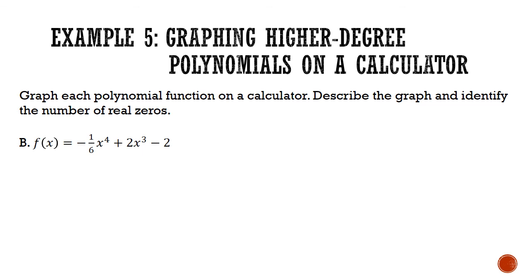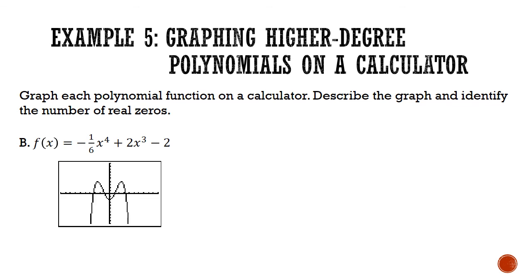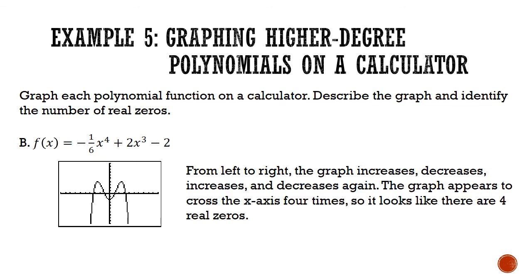Negative 1/6 x to the fourth plus 2x cubed minus 2. I graph it. It looks like this. From left to right, it increases, then decreases, then increases, and finishes off by decreasing. Crosses the x-axis here, here, here, and here. So I have 4 real zeros with an increase, decrease, increase, decrease.